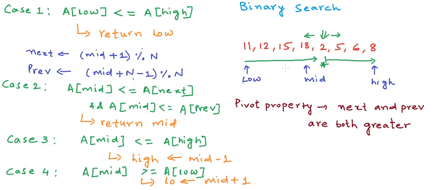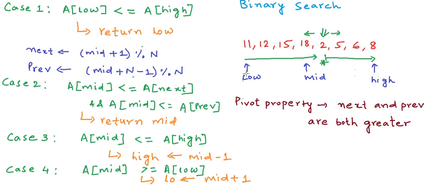So we keep reducing our segments at each step and try to find out the answer. Now let us simulate this approach, this algorithm for this particular example. So for this example, case 1 obviously is not true initially. So we find out the middle index. Now the pivot property is not true for the middle index.